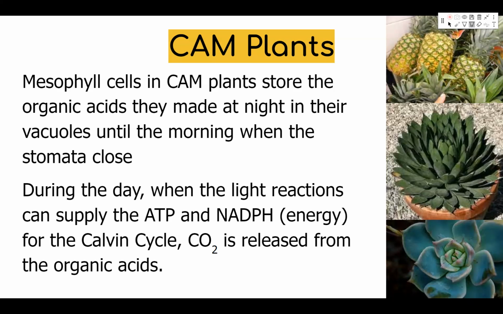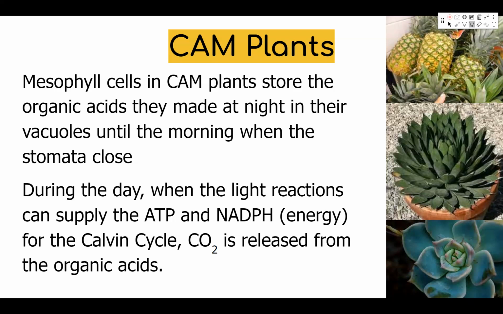It looks a lot similar. So during the day, we have light available. So we've got the light reactions going. And once we've got the light reactions going, we now have the ATP and NADPH, or the energy, for the Calvin cycle to go, because the Calvin cycle needs energy, right? But we need the light reactions to get that energy.